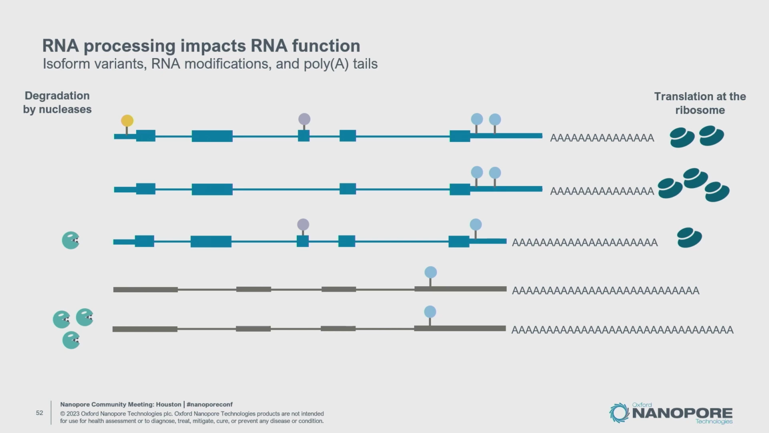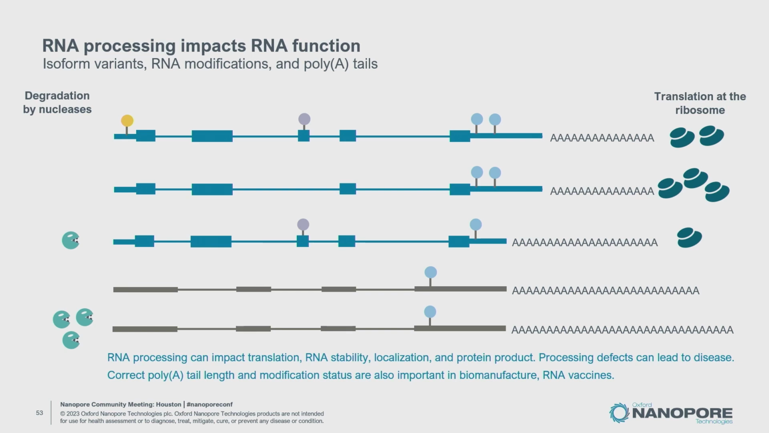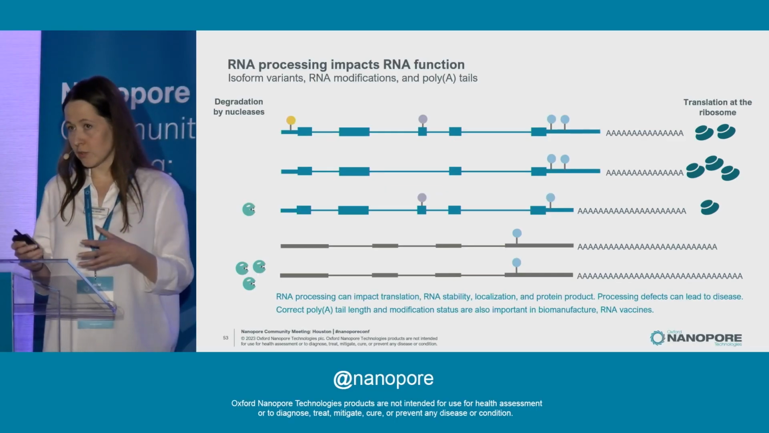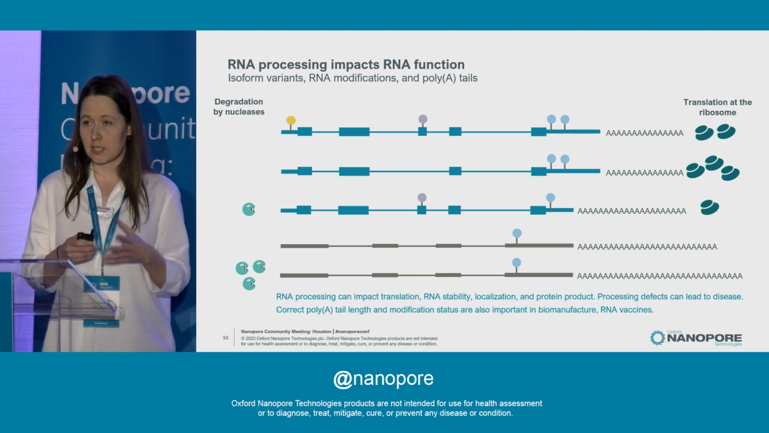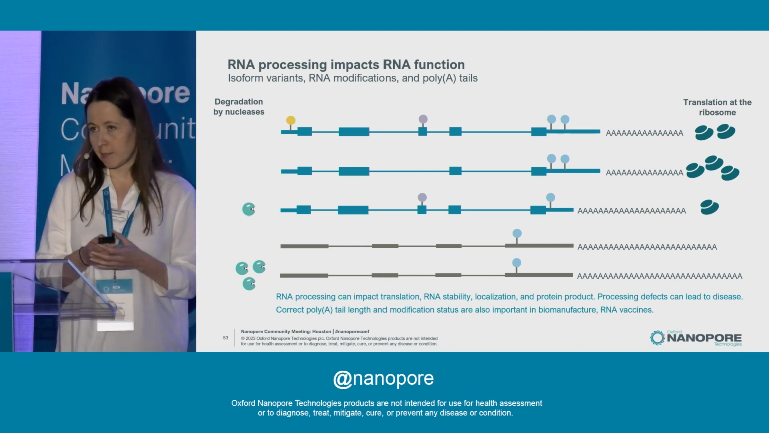And this variation is really important biologically. It has impact on the translational ability of those transcripts and their degradation, and of course the change in the isoform can impact what protein isoform is made. So that's really interesting from a fundamental biological point of view, but defects in these processes are also involved in human disease. And on the other hand, from a biotech, biomanufacturing point of view, you'll really want to ensure that the correct tails and modified bases are present in your transcripts if you're producing something like an RNA vaccine.